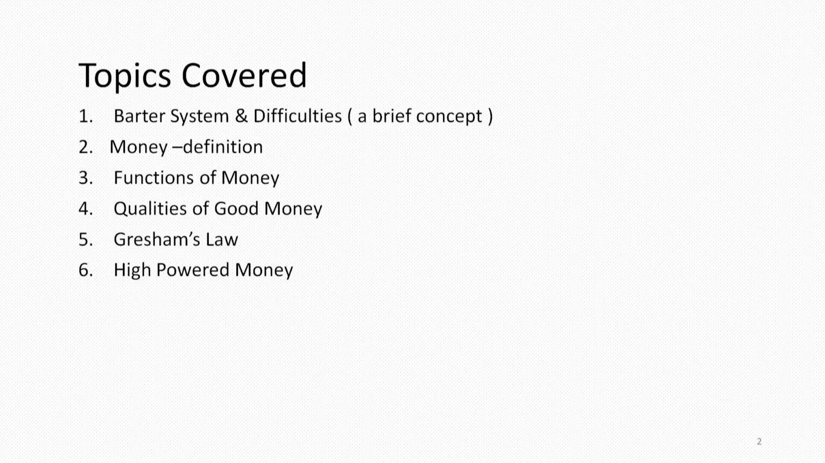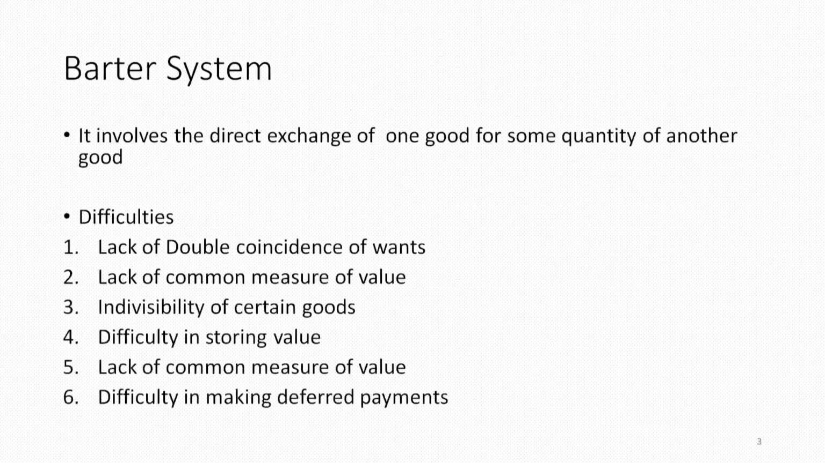Before getting a definition or a description of money, how money came, what were the reasons which led to the discovery of money that we see today, let's go back to the traditional and conventional approach that was practiced way back, and that was the barter system. In this PPT, we'll be discussing the barter system, money, its definition, the functions of money, qualities that a good money should possess, an important law that is Gresham's law, and high-powered money.